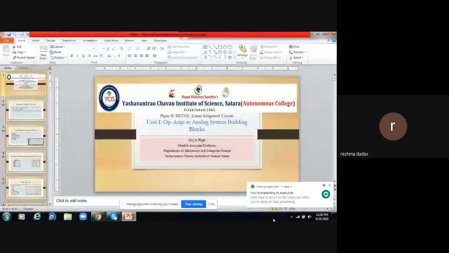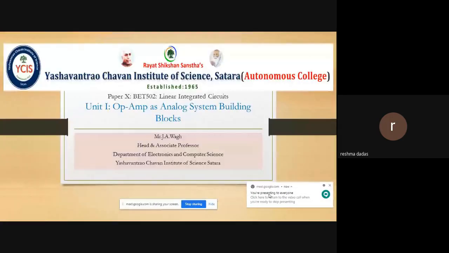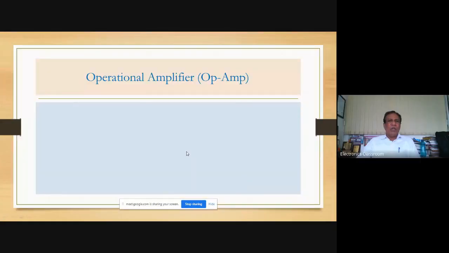Even though we have taken the review of this one, I will take the review of this one with the help of this PowerPoint presentation. Okay, so in the last year we have gone through the differential amplifier and some part of the operational amplifier, and now we can take the review of this operational amplifier.